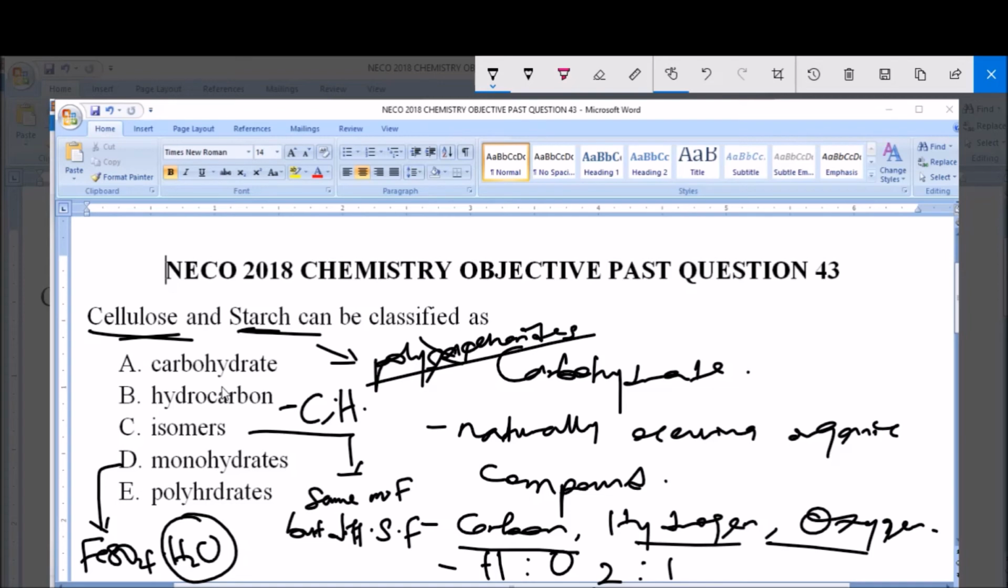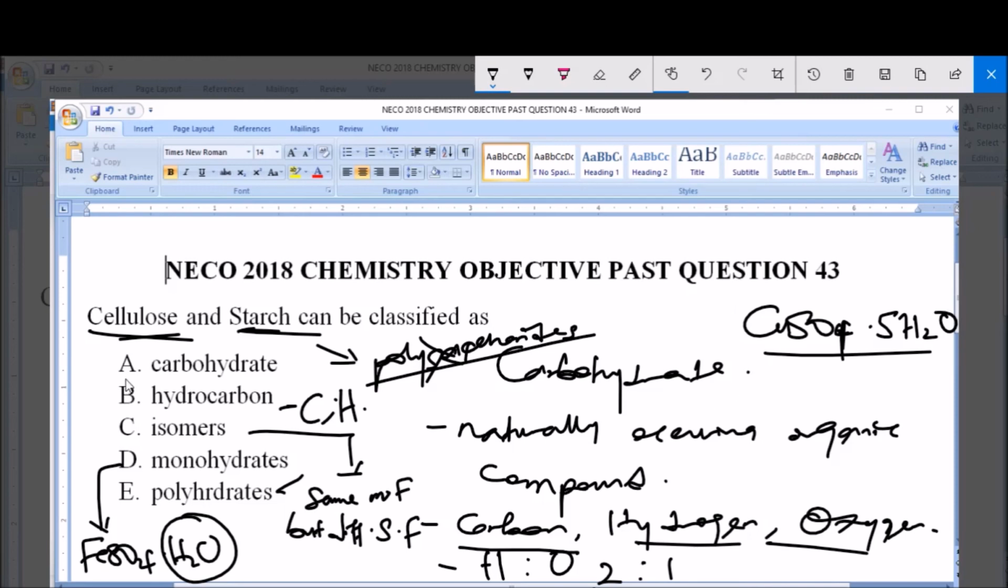Then polyhydrates contain more than 1 mole of water. An example of a polyhydrate is hydrated copper(II) sulfate, CuSO4.5H2O. Now this is a polyhydrate.